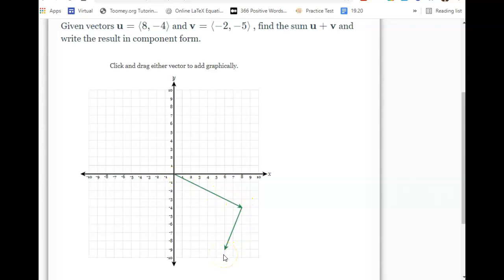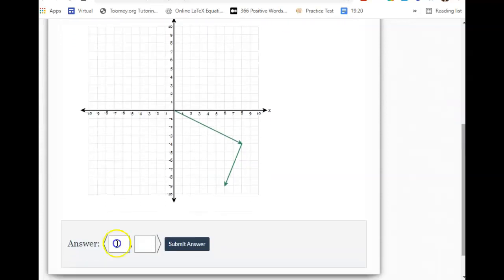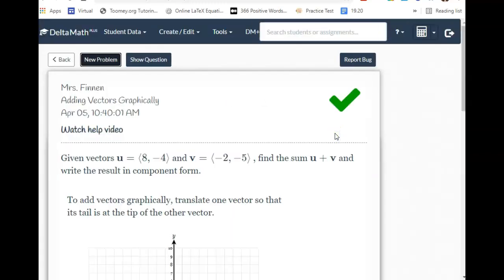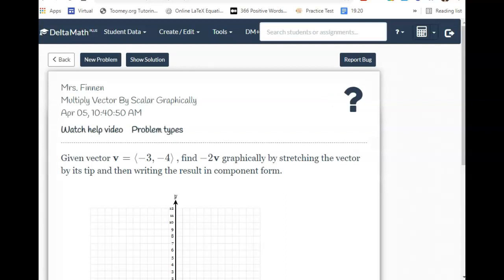So I can see graphically, and I can also add. So I know this would be a 6 and negative 9. But then this right here, which I can't draw in, is my resultant vector. To get to that, I would have to go to the right 6 and down 9. So my answer there would be 6, negative 9. So then here, I just type in my 6 and negative 9. Submit my answer. Yes, and I'm right. Yay.